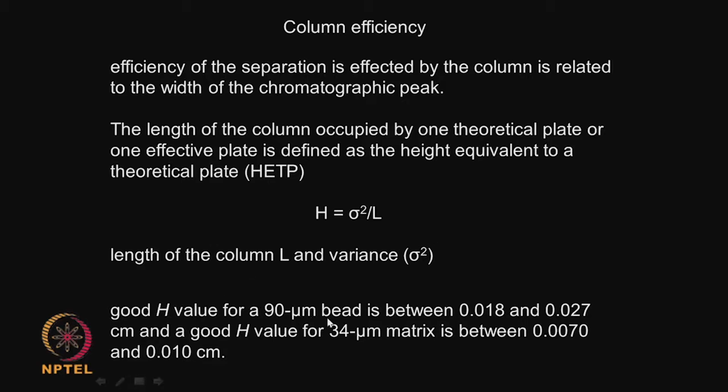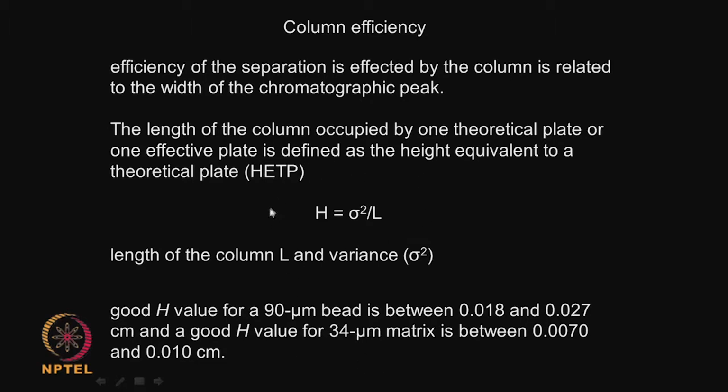Good H values for a 90 micron bead are between 0.018 and 0.027 centimeter, and a good H value for a 34 micron matrix is between 0.007 and 0.01 centimeter. So, these are some experience based figures. Again they come from engineering, because in chemical engineering you have distillation columns, packed distillation columns, where you have packing of beads of different sizes. So, these terms come from there.